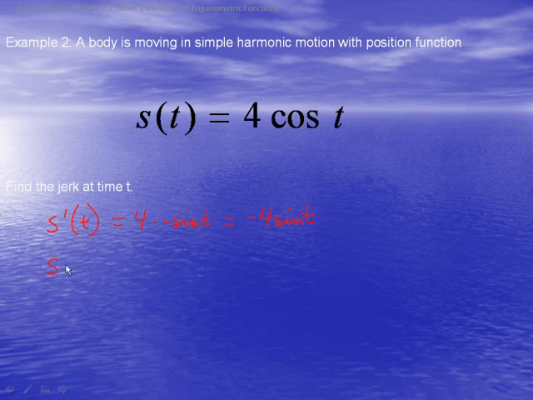Our second derivative, which was the acceleration, would be equal to negative 4, and then the derivative of sine t would be cosine of t. And our third derivative, which is called jerk, is going to be equal to negative 4 times the derivative of cosine t, which is negative sine of t. And so this would be equal to 4 sine of t, and that is our jerk.